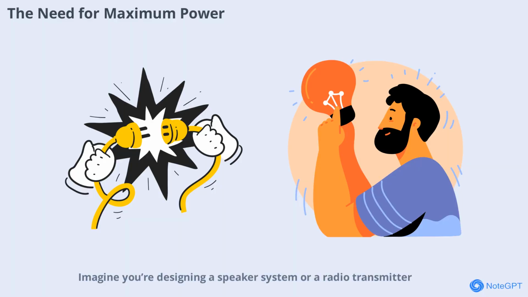Imagine you're designing a speaker system or a radio transmitter. You want as much of the electrical power from your source to reach the load as possible, ensuring loud sound or a strong signal. If the power transfer isn't maximized, your system might underperform, wasting energy and resources. This is where the maximum power transfer theorem comes into play. It provides a clear guideline for matching the source and load to achieve the best possible performance. Let's explore the theorem's statement and see how it guides circuit design.